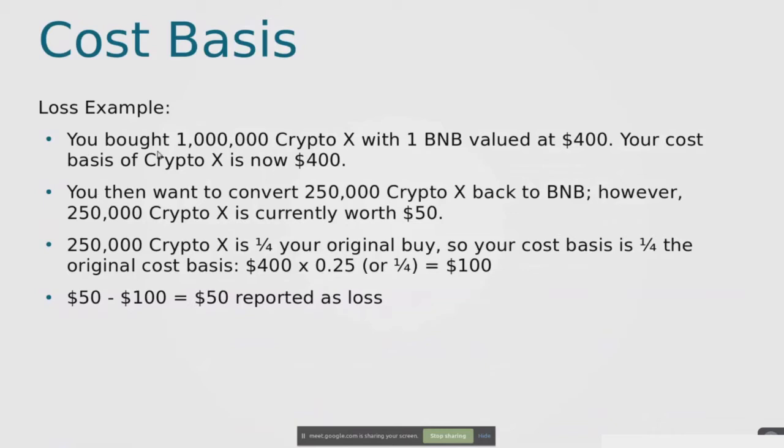So a loss example, same thing. You have 1 million CryptoX with 1 BNB valued at 400. Your cost basis is still 400. And you then want to convert 250,000 back to BNB, but that crypto is currently worth $50 for 250,000. Same thing, you divide by a fourth, or you multiply by 0.25. Your cost basis is the same as the last example, but in this case, you're taking that $50 sale price, subtracting 100, and you're reporting $50 as a loss.